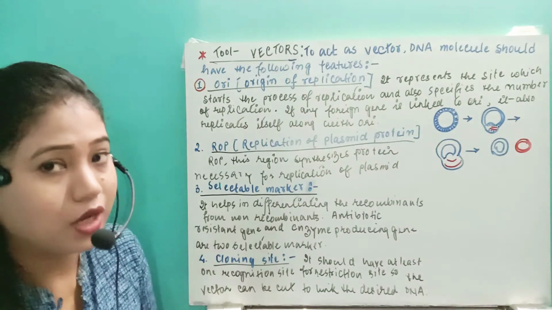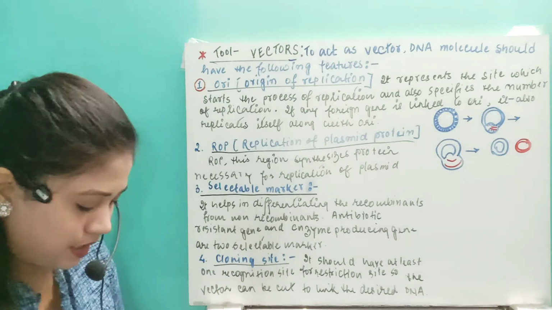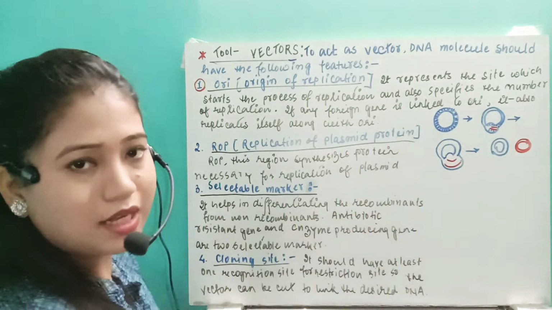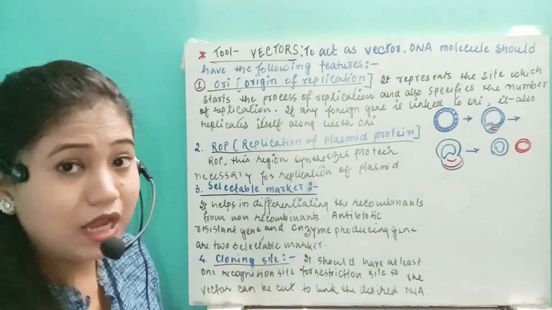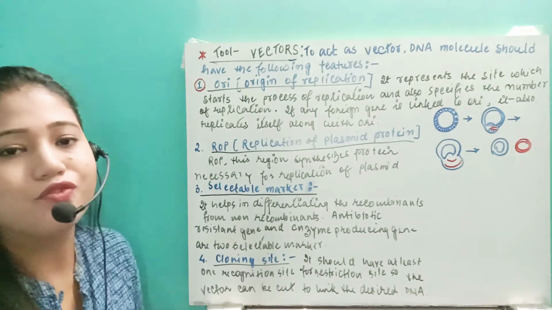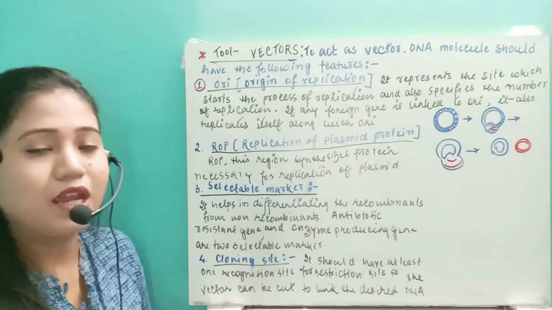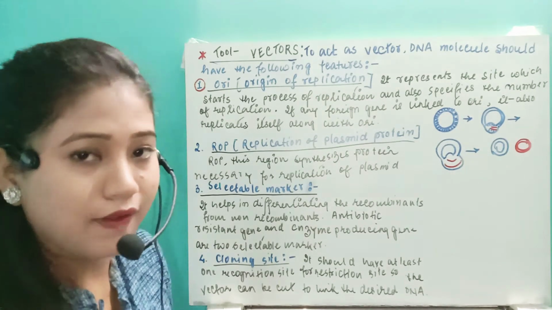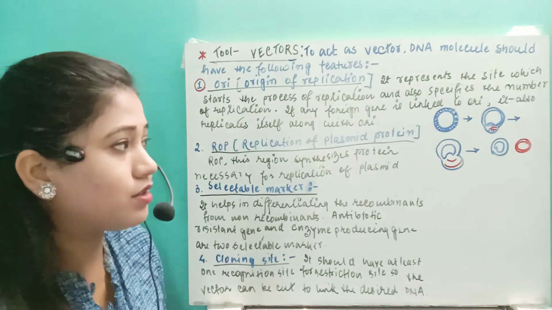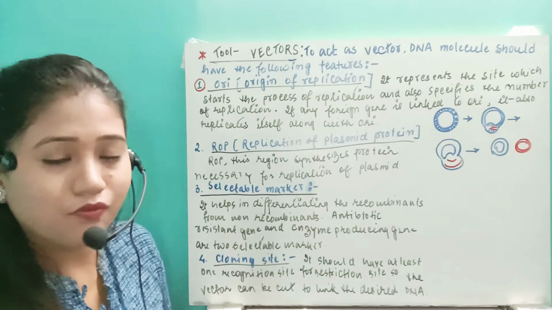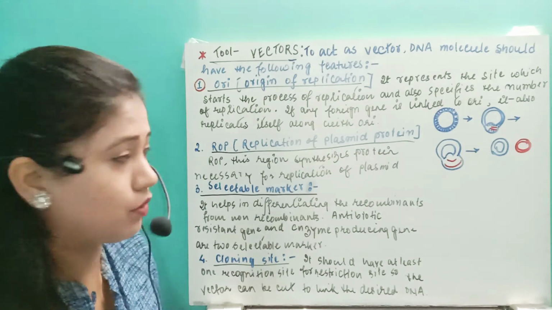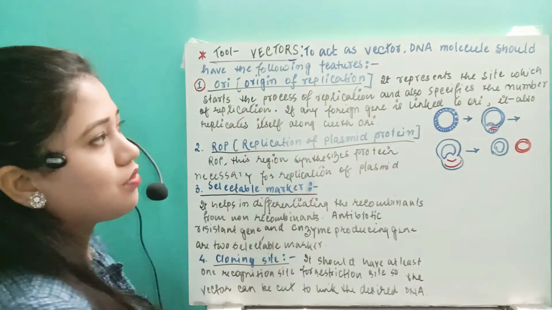So what is the ORI, or origin of replication? I hope you understand that circular DNA, or that vector, has to multiply. Then it is known as a good vector. So in a vector, what characteristics or criteria should be there? That is very important, that is ORI, right? So what is origin of replication?